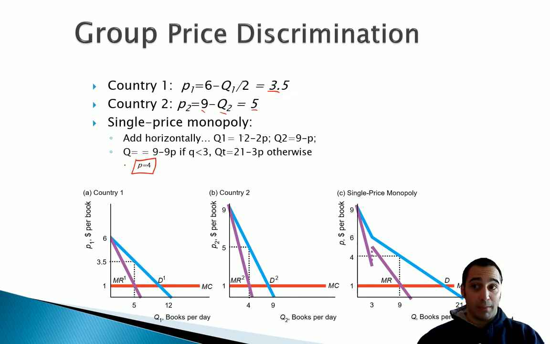You just perform the same exact math we did with the monopolist. You just do it separately in each market. And then figuring out what you would have done in a single price monopoly is simple. You just sum horizontally and then do the monopoly math again.